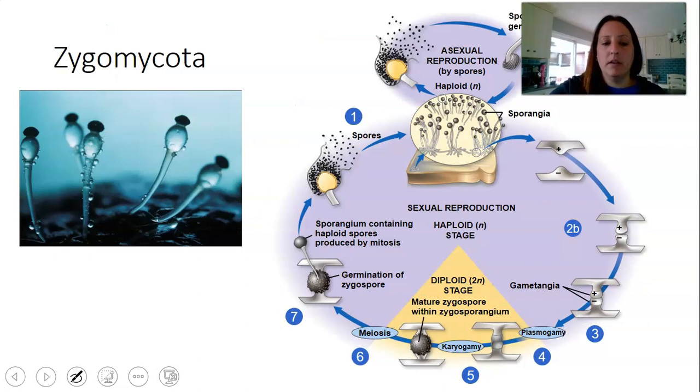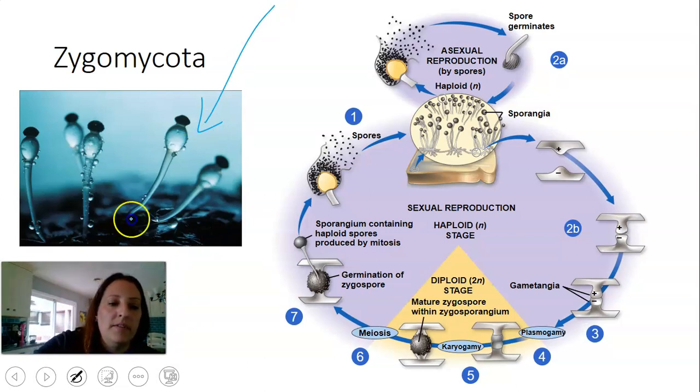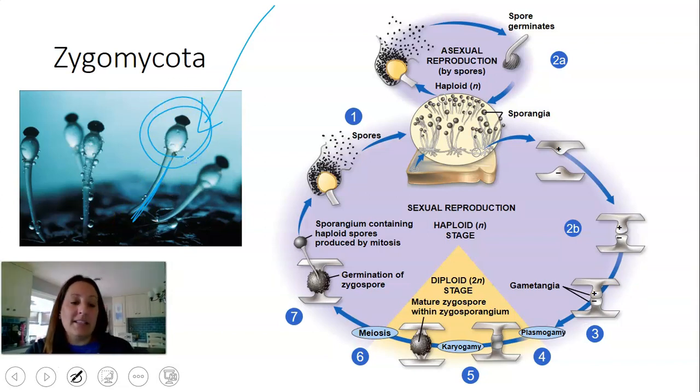Okay, so let's take a look here. So this is neat. Look at that. Pretty neat. Those are all sporangia. So here we have the stalk-like structure, and at the very top here is the actual sporangium itself, and inside of there spores are being produced. It's pretty neat. So this is the life cycle.